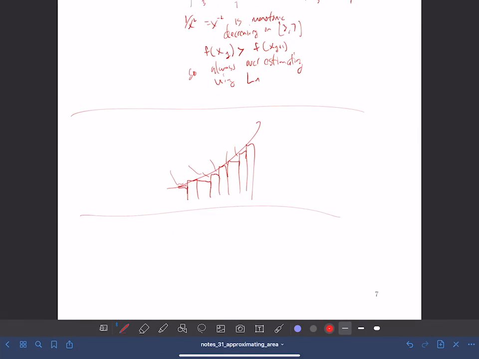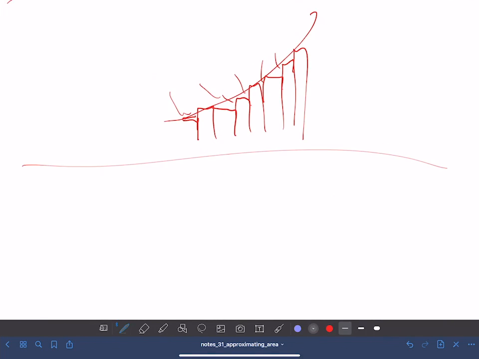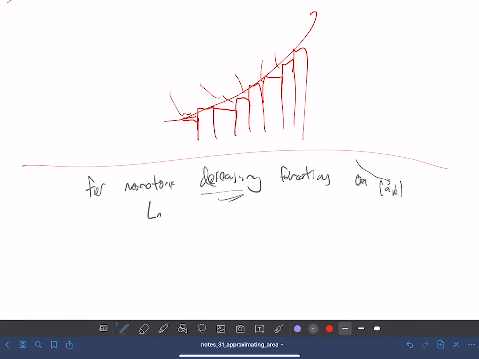So let's sum that up in some nice statement. For monotonic decreasing functions, right? That's a function that looks like that. It's always decreasing. This is on my interval from A to B. So it doesn't have to be decreasing everywhere, just on that interval. L sub n is an overestimate.